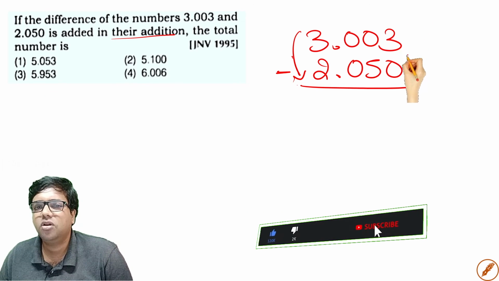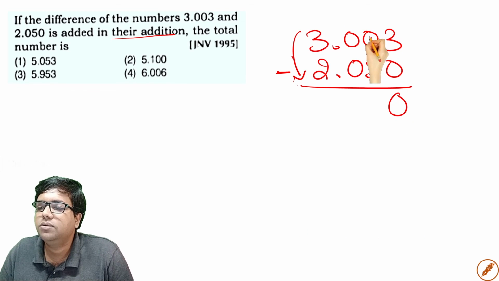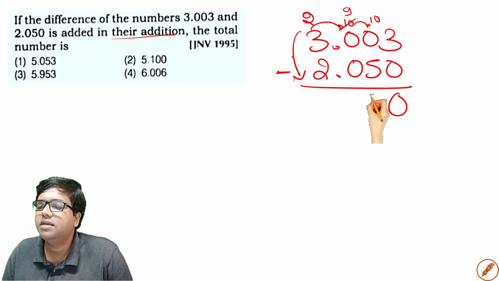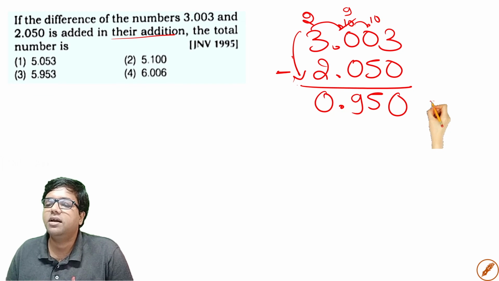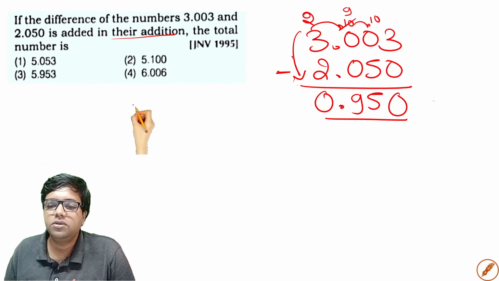Okay, this is all about understanding the language. 3 minus 0 is 0. You can't do 0 minus 5. Borrow. This becomes 2. This becomes 10. You borrow again. This becomes 9. This becomes 10. 10 minus 5 is 5. 9 minus 0 is 9. 2 minus 2 is 0. 0.950. So now you need to add 0.950 to the addition.